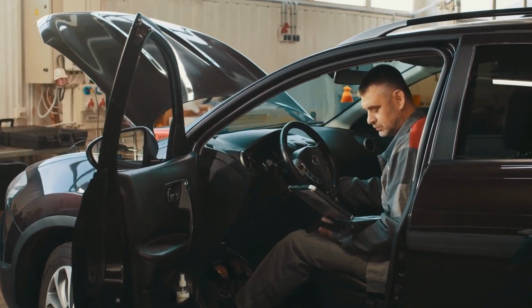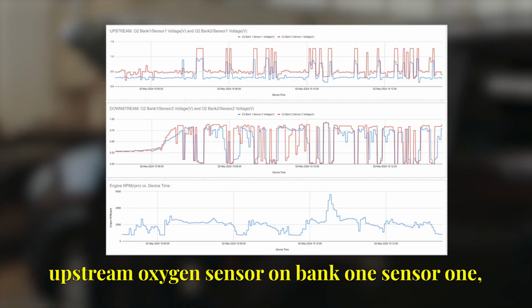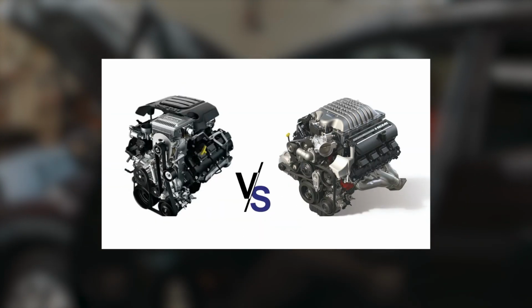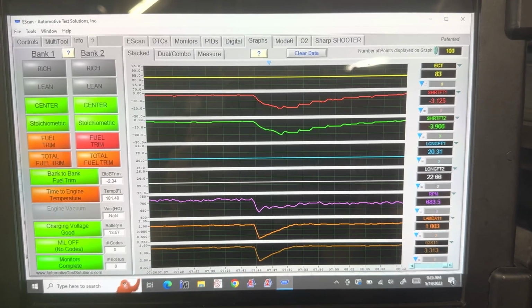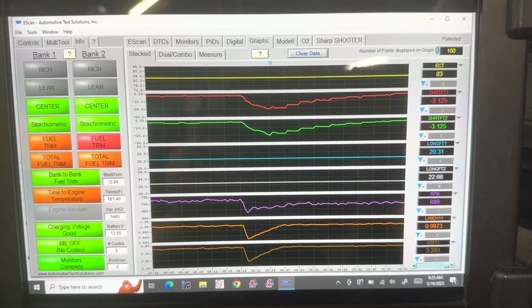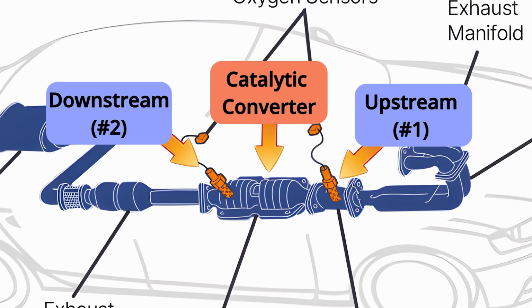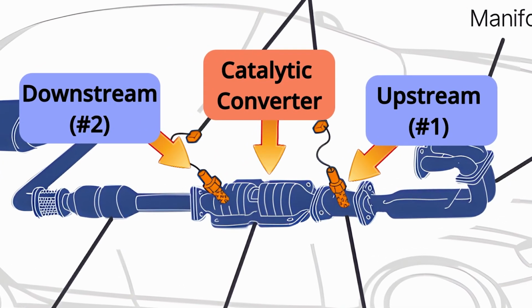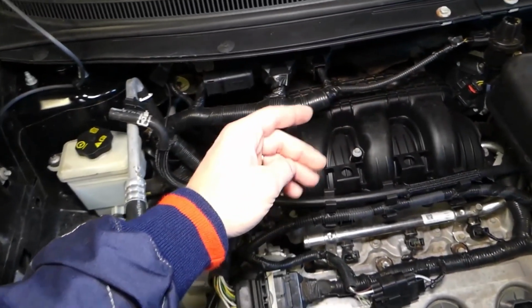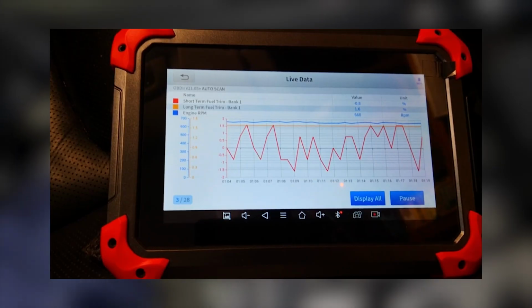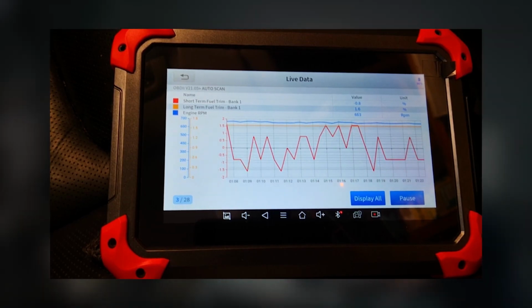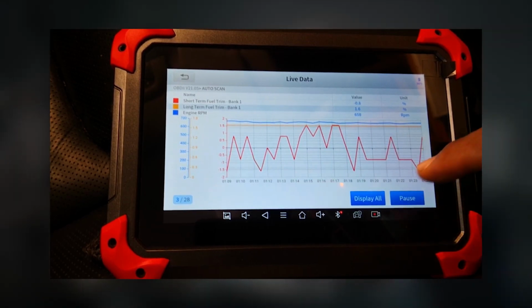On the scanner, you want to confirm closed loop. Then you want to look at your upstream oxygen sensor on bank 1 sensor 1. And if you have a V engine like a V6 or V8, you'll also have bank 2 sensor 1. Those upstream sensors are the ones that matter for fuel mixture control. The downstream sensors after the catalytic converters are more about catalyst monitoring and are not the main ones you rely on for mixture corrections. When the engine is healthy and warm, you should see the upstream oxygen sensor switching, and your short-term fuel trims should be moving slightly up and down as the computer adjusts. The long-term trims should be relatively stable.